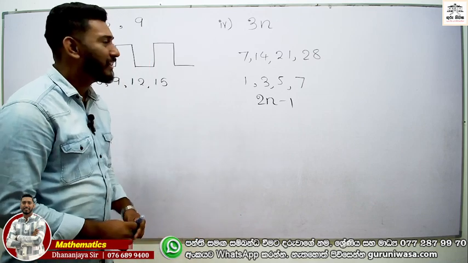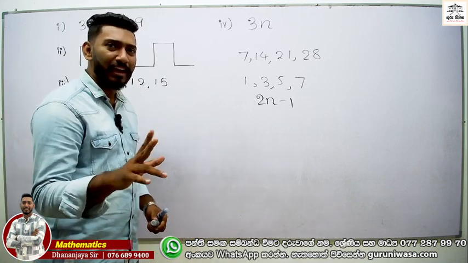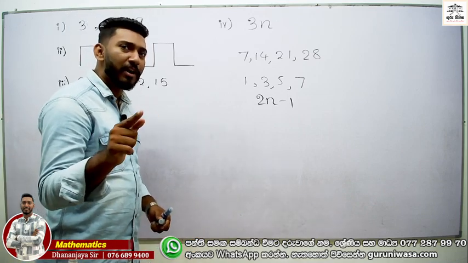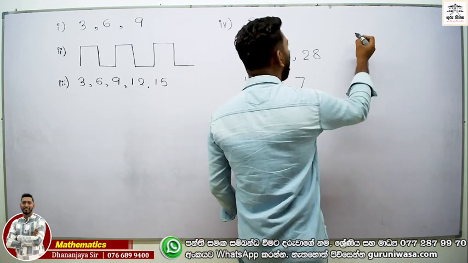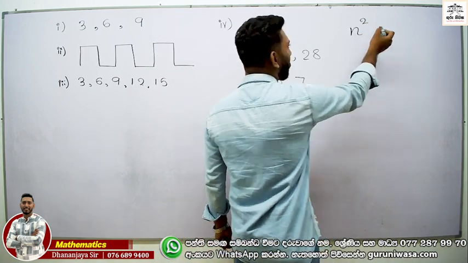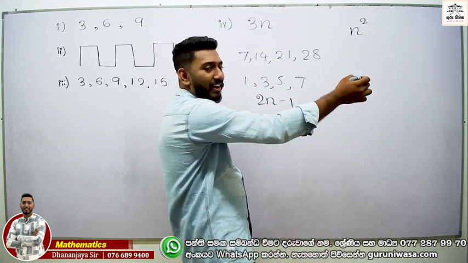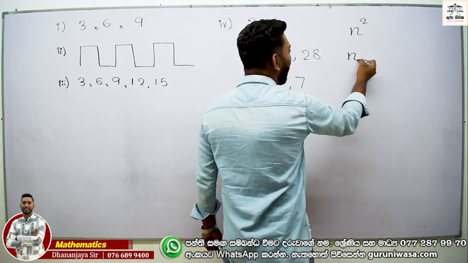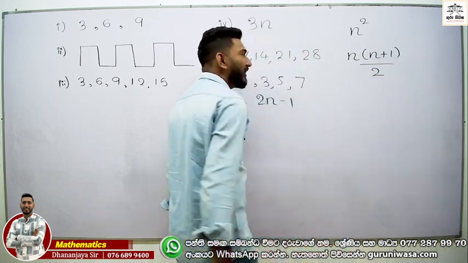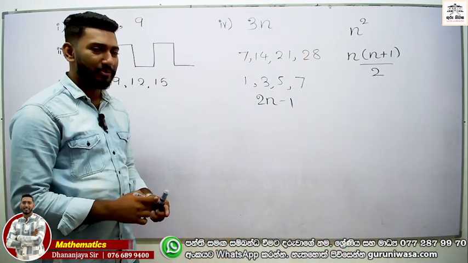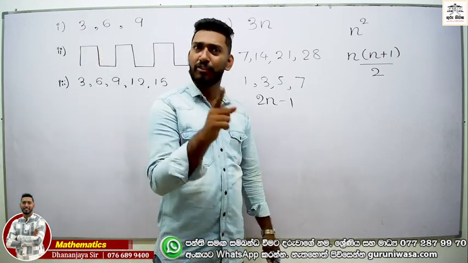2n minus 1. And the hardest part is there are special numbers, square numbers as well as triangular numbers, right? Square numbers, n squared. As for the triangular numbers, n times n plus 1 divided by 2. n times n plus 1 divided by 2, right? These parts you need to memorize.